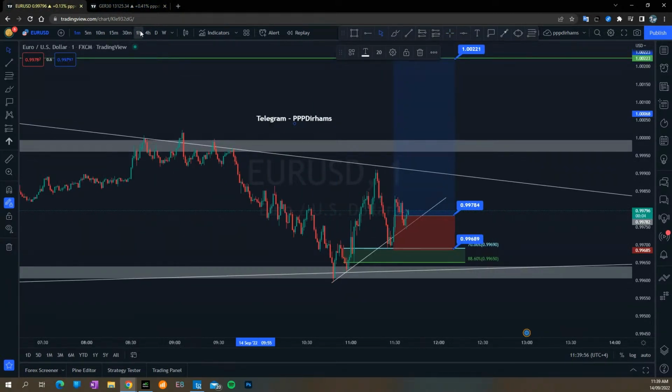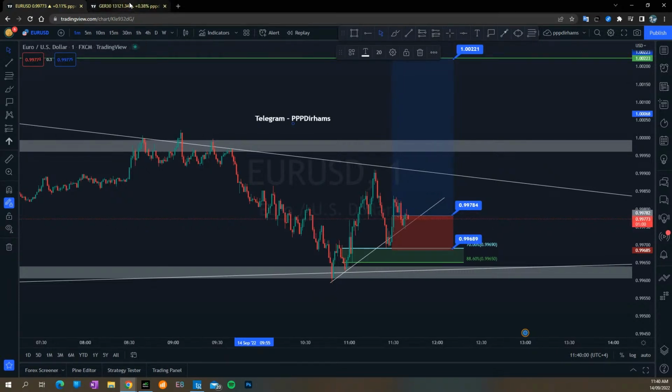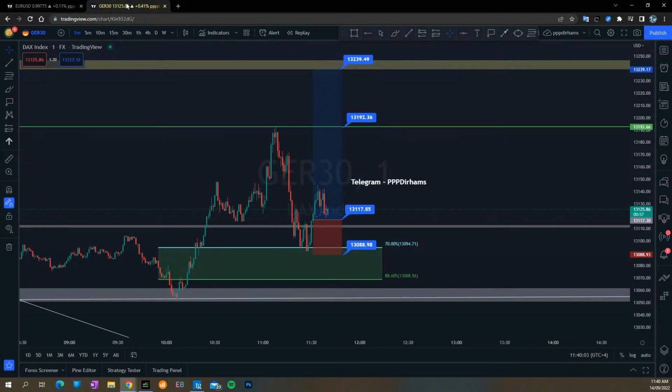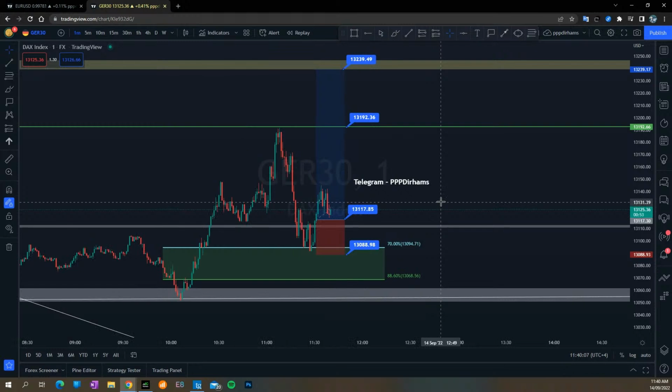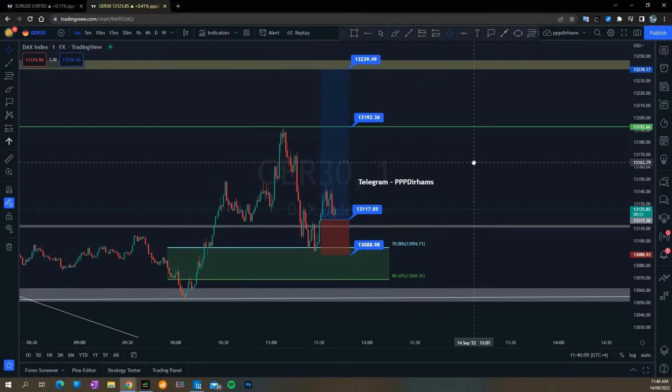Right. Since German index is where a lot of people are more interested in, I'm going to leave this side of my screen open. Let's see. Moreover, anything that happens in German index for now, as well happens on Euro USD.